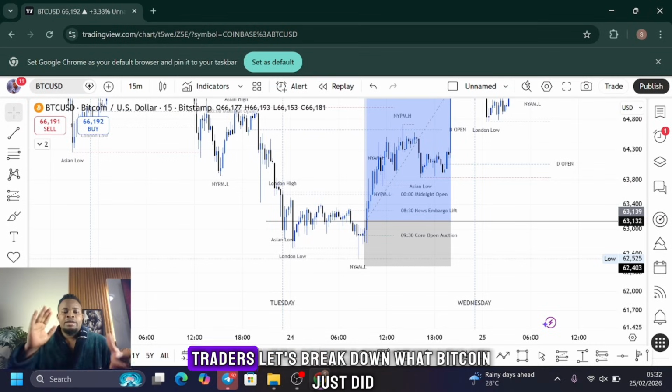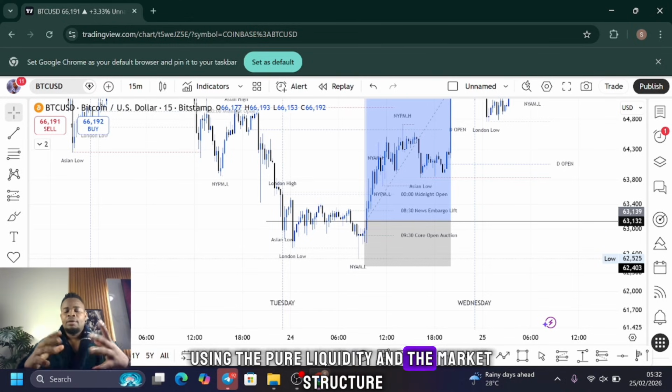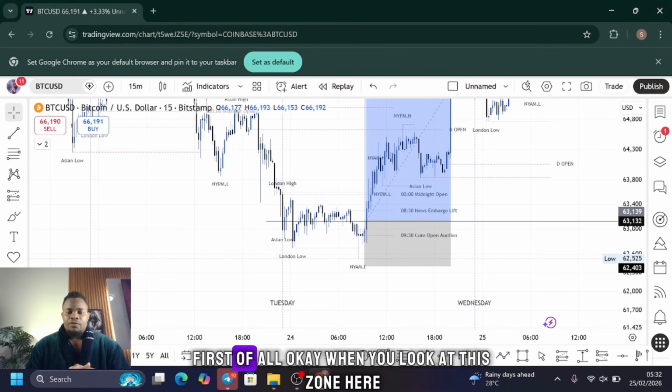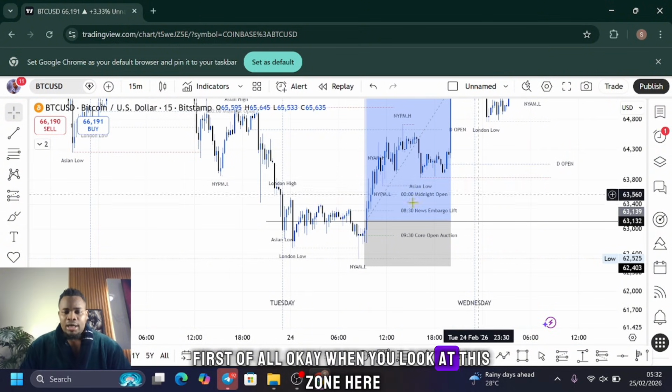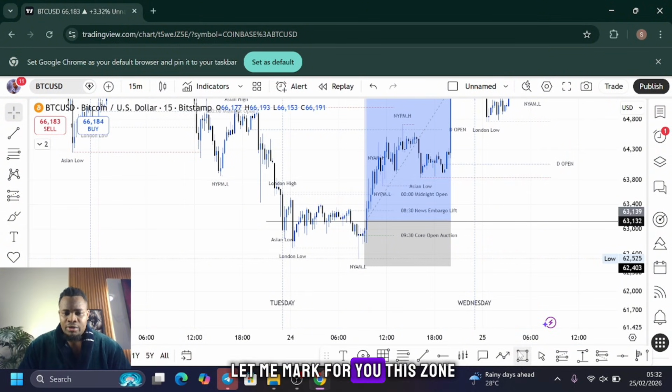All right, traders, let's break down what Bitcoin just did using pure liquidity and market structure. First of all, when you look at this zone here, let me mark this zone for you.